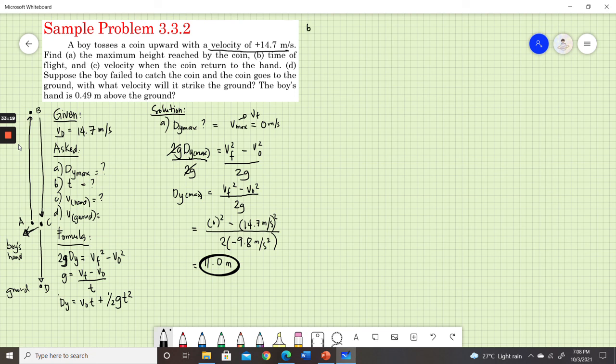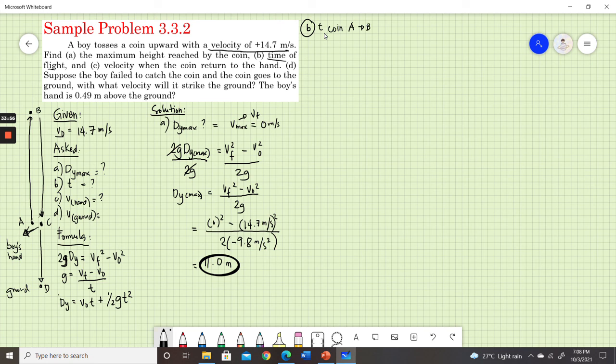So let's solve for our B. For our B, we are looking for the time of flight. So it's the time it takes for the coin to travel from point A to point B and then point B to point C. We'll start by computing the time it takes for the coin to travel from point A to B.